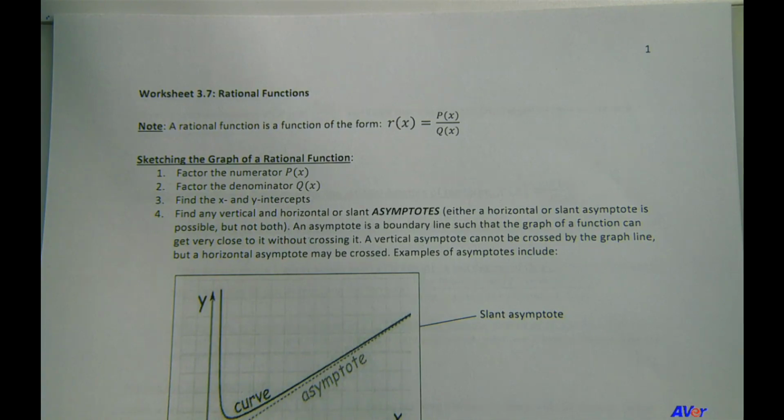Well, hello again, everyone. Welcome to our discussion of section 3.7, where we will talk about rational functions and their graphs. Rational functions are basically functions of two linear functions or quadratic functions divided by each other.